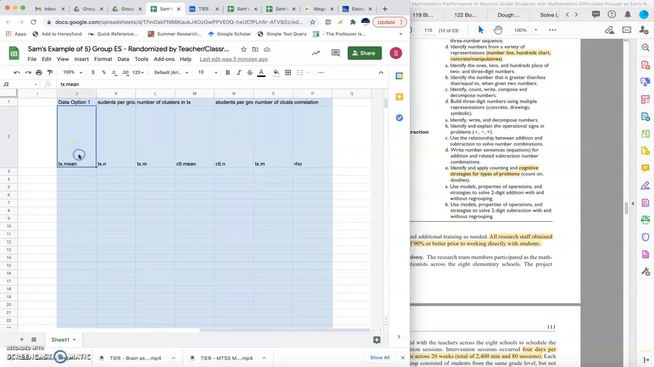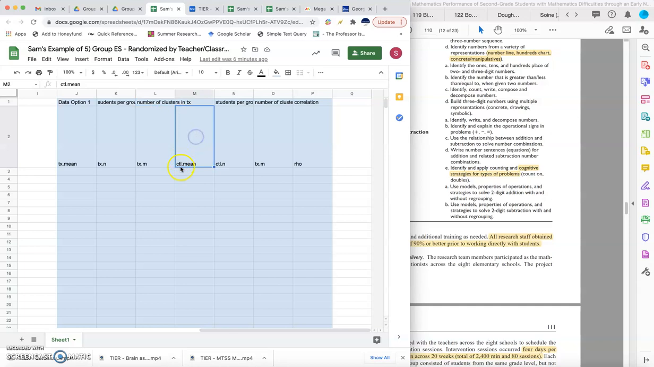So remember, this is just going to refer to the treatment mean. We're not going to have a pre-test, so it's just going to be that one post-test mean that they give you for the treatment. This is the students per group in the treatment. So for example, the number of students in the classroom. The TXM is the number of clusters in the treatment. And remember, that's going to refer to the number of classrooms total, or sometimes they'll say the number of teachers, if it's assumed that each teacher only teaches one classroom. So thinking about what sort of level of impact that teacher has.